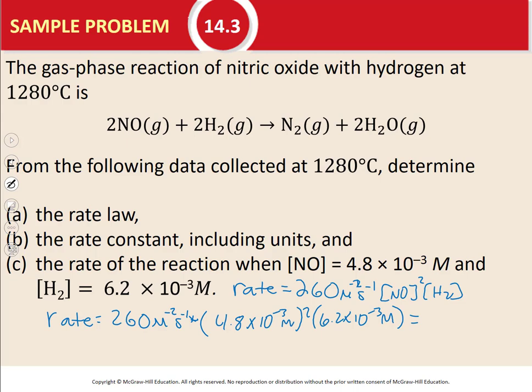What do we get for our new initial rate? I'm getting 3.7. Did you square the 4.8? Don't forget to square your concentration of nitrogen monoxide. All right, I'm getting 3.7 times 10 to the negative fifth. Anybody get something different?